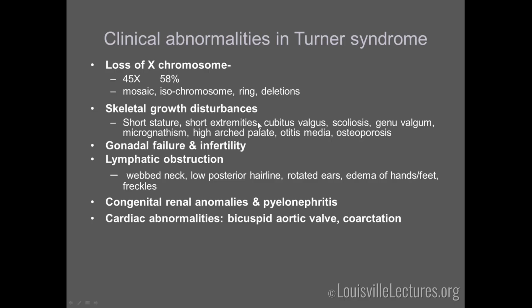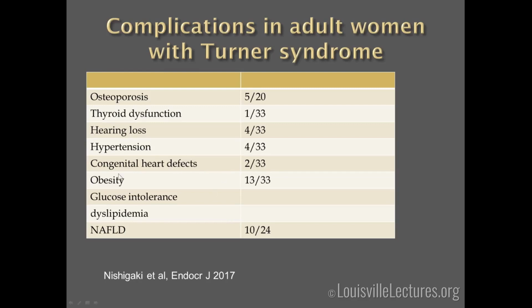So because of the genes that are missing, they have skeletal growth disturbances. They're short. They have short extremities, cubital valgus, and scoliosis, genu valgum, small jaw, high arch palate, otitis media. And of course, because of the missing X, you're missing all those genes to activate the genes in the ovary. They have a streaked gonad, causing gonadal failure and, of course, infertility. And they get lymphatic obstruction. They get other abnormalities in the kidney and in the heart. And one recently identified issue for Turner's patients is the propensity for obesity, a third of the patients here, and the propensity for them to have NAFLD.